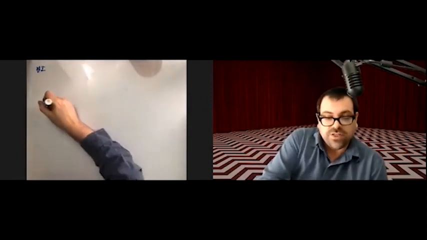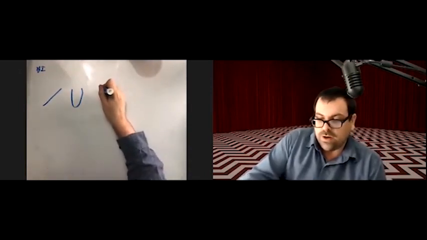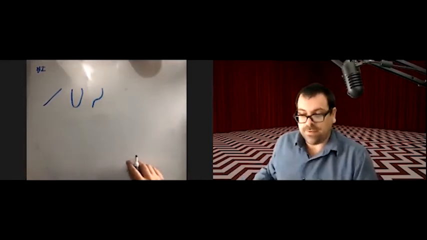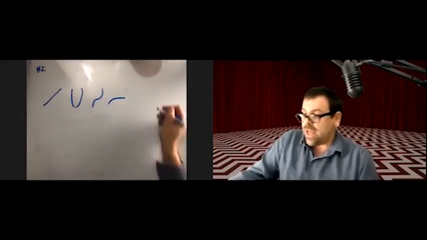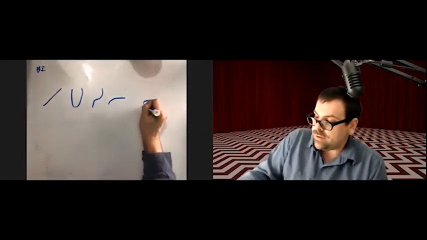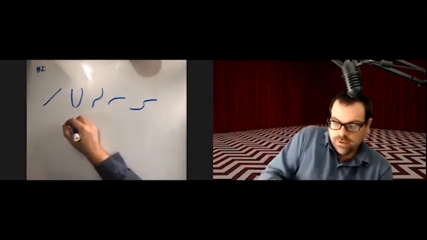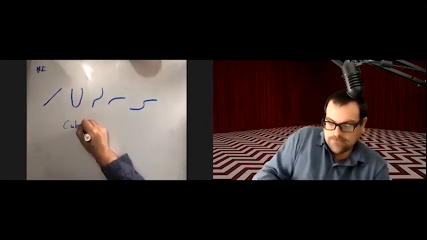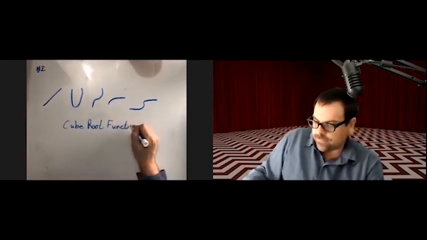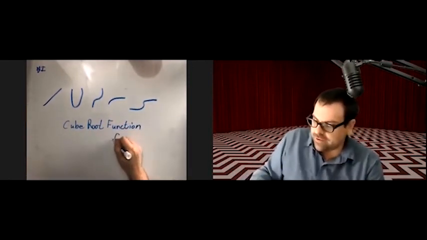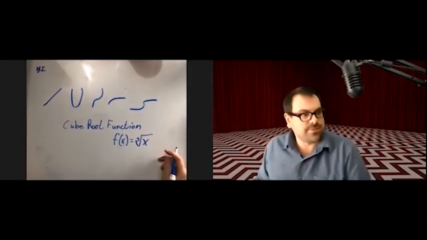So far, our functions, we've got our lines, we've got our parabolas, we've got our cubics, we've got our square roots. Next up is going to be the cube root. The cube root function is going to be f of x equals the cube root of x.